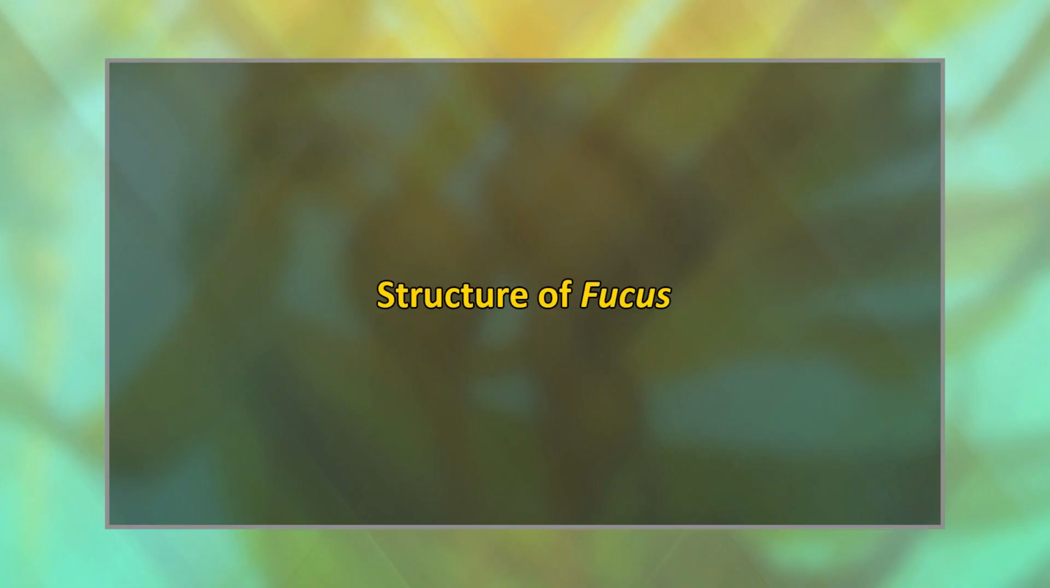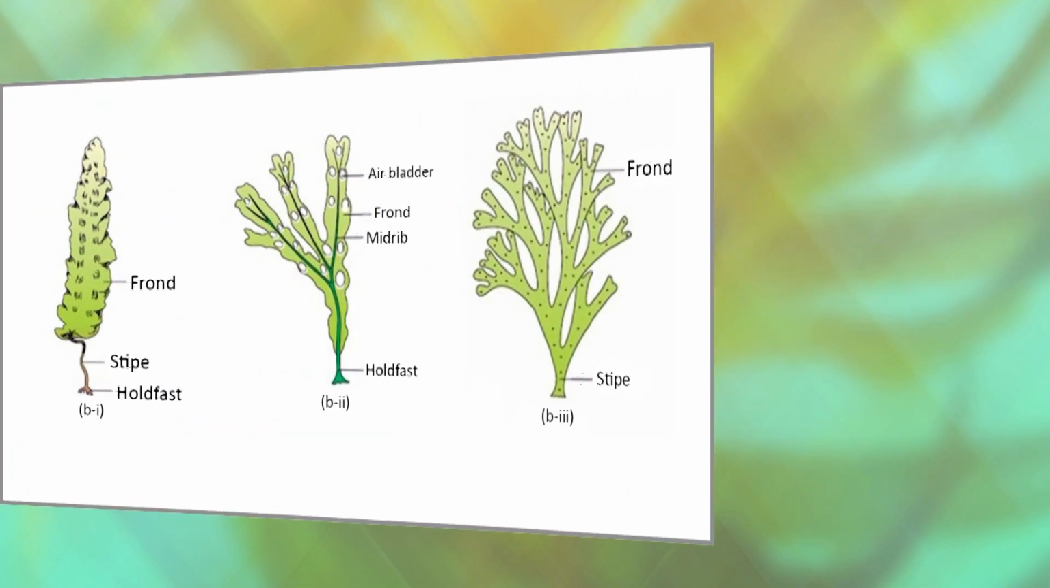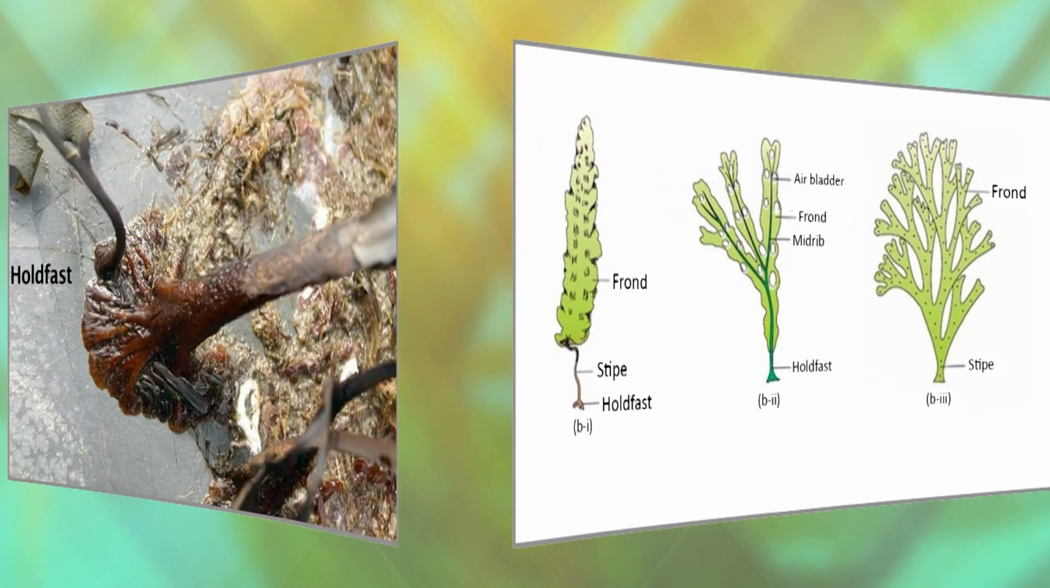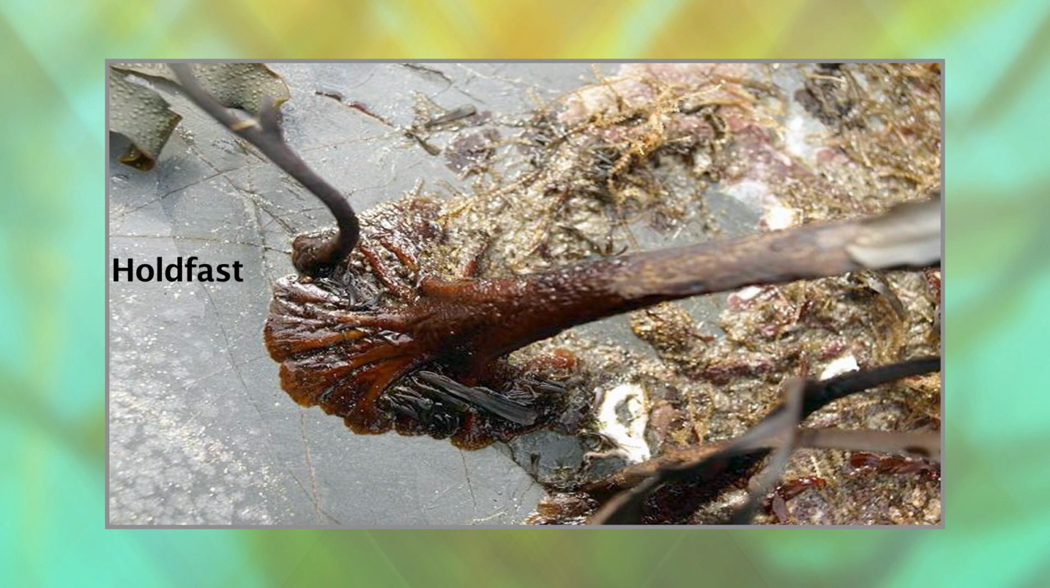Coming to the structure of Fucus. The plant body of Fucus is leathery, parenchymatous, dichotomously or subpinnately branched, ribbon-like frond with a distinct midrib. The thallus is perennial with an irregular or disc-shaped holdfast or hapteron by which it is attached to the substratum. The plants may be attached to completely or partly submerged rocks.